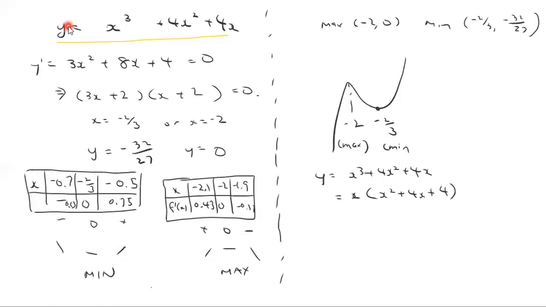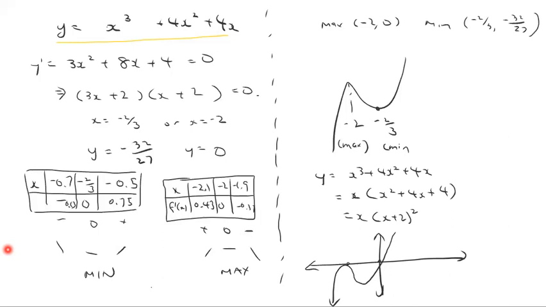So really, you already know how to draw this. It's a cubic that passes at 0 and bounces back at -2. So even without the calculus, we already know that the graph looks like this. And since the graph looks like this, we do expect a maximum at (-2, 0), and that's exactly what we got. All we've done with the calculus really is work out that this point is (-2/3, -32/27). Does that make sense?